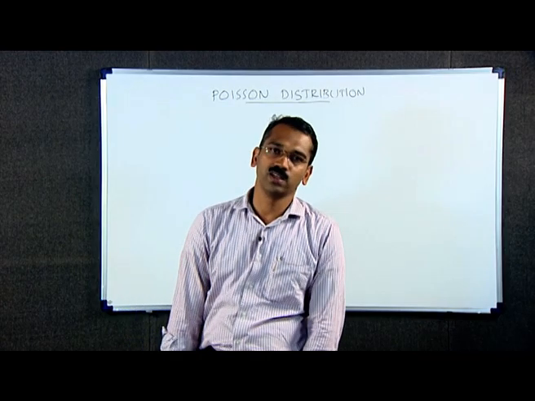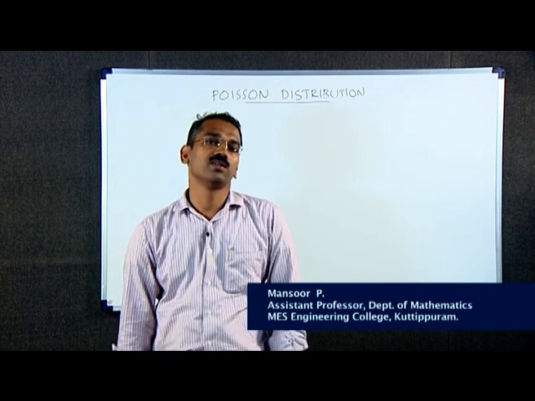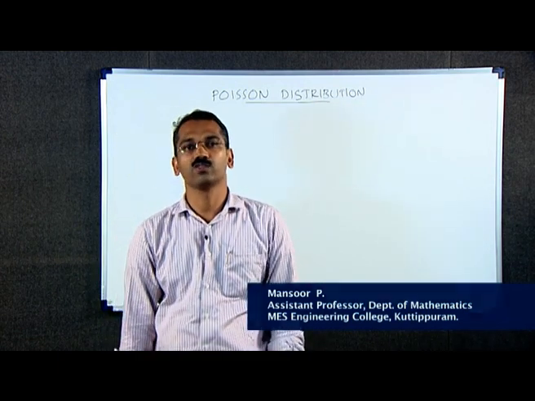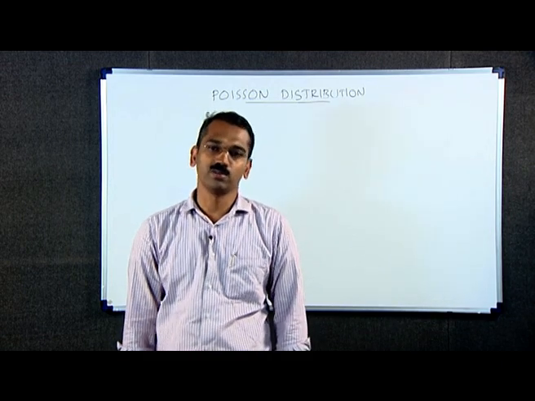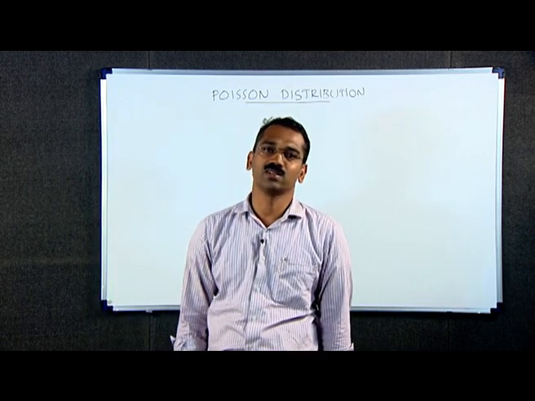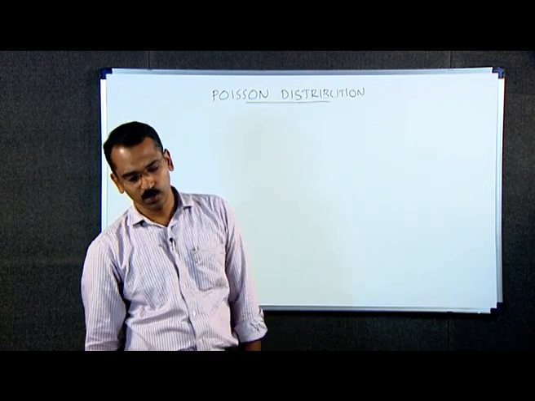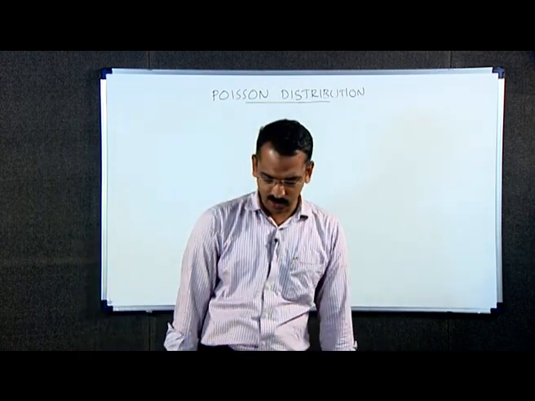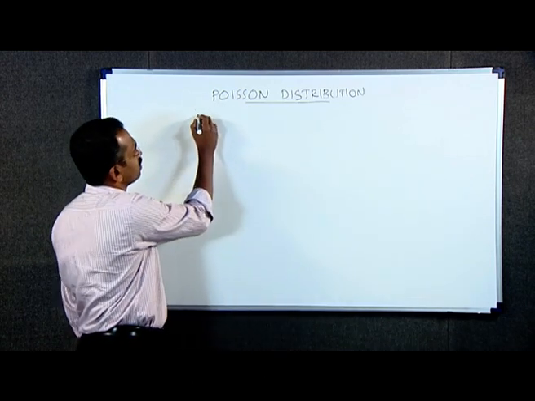Welcome back to the session on Poisson distribution. In the previous session, we defined the Poisson distribution, the mean, the variance and the MGF of the Poisson distribution. Now, in this session, we shall discuss some properties of Poisson distribution. The first property is the additive property or reproductive property of Poisson distribution.